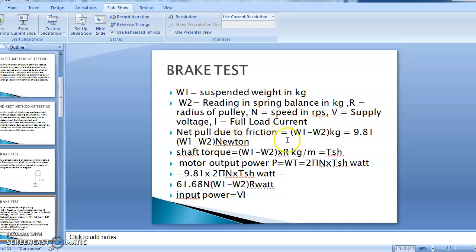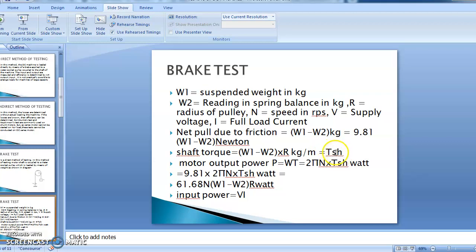Now the pulley, due to the net pull due to friction, is W1 minus W2, or W2 minus W1 also, because this is irrespective of sign. Here we will take the modulus value in kg. So we get 9.81 into (W1 minus W2) Newton. Now what will be the value of the shaft torque? This value should be multiplied by the radius of the pulley. So the shaft torque is represented here as T_SH.